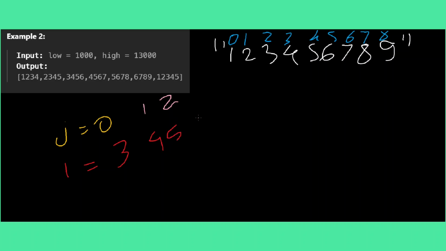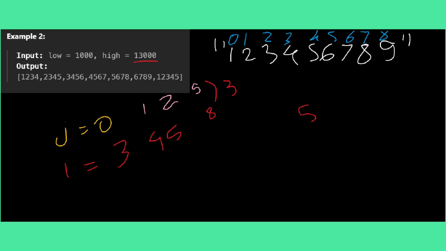Now, what is the last value that j can get? The last value is 5, right? And i at this point would be 8. So there's a difference of 3. I want to get the maximum size of the final number. The maximum digits I can have are the number of digits of the high value, which is 1 2 3 4 5. So the maximum digits I can have is 5.